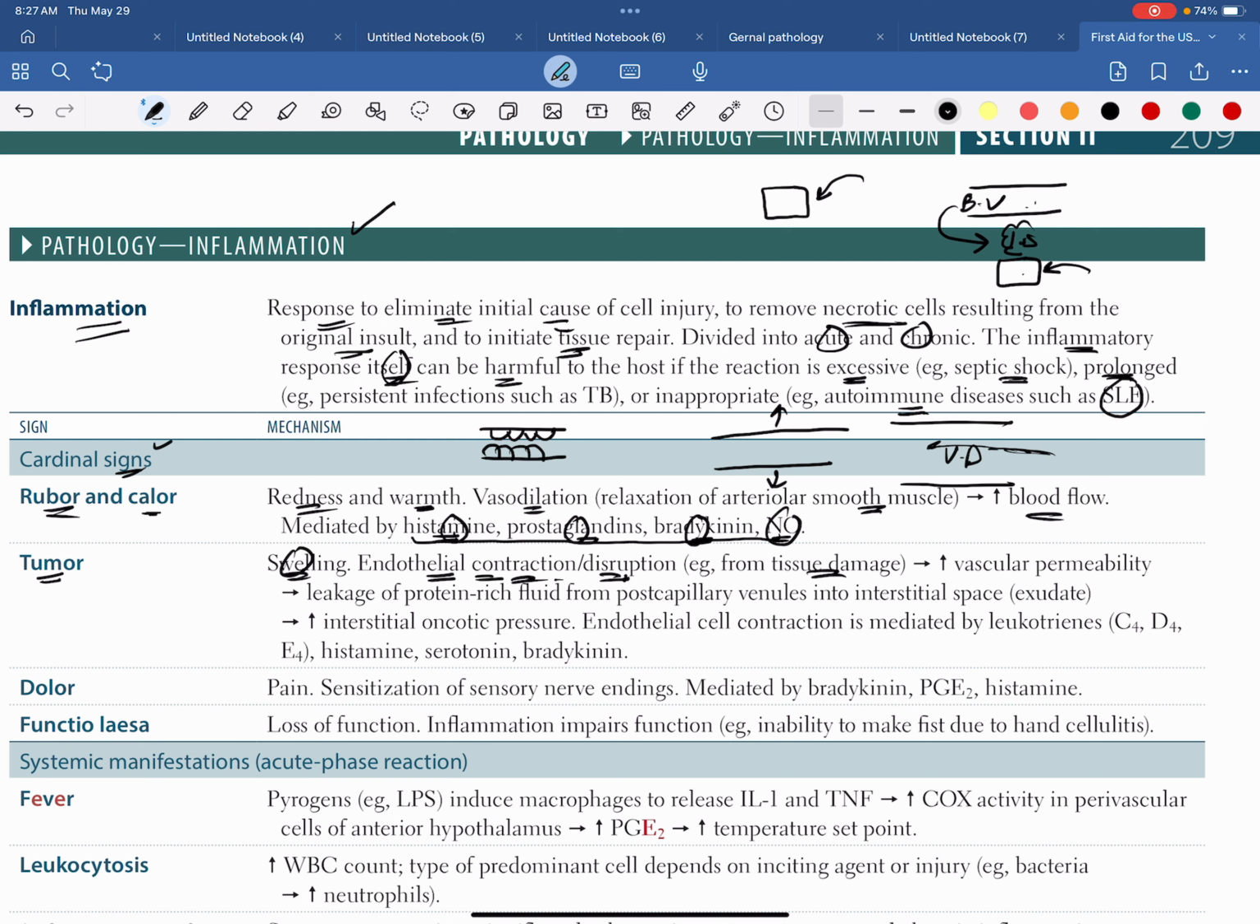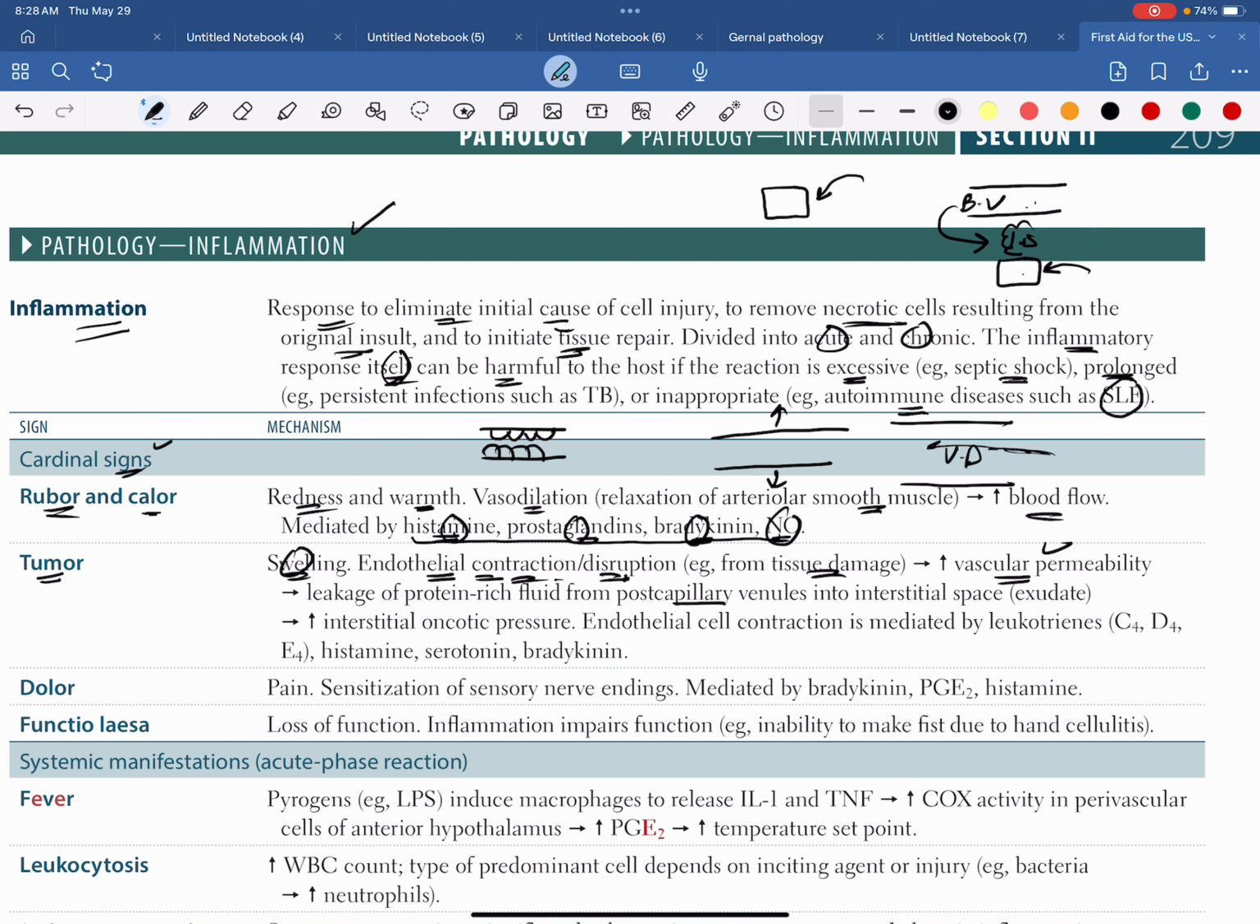So that's why they mention here, when the tissue damage occurs, the endothelial cells will contract or become disrupted. When the endothelial cells contract or are disrupted, it will lead to increased vascular permeability of the blood vessel. When the permeability of the blood vessel is increased, the fluid present inside the blood vessel, the inflammatory proteins, the inflammatory cells, the proteins present in the blood vessel, are going to leak into the interstitial space. And the question they can ask you is, from which side are these proteins, inflammatory cells or protein rich fluid leaked from the blood vessel into the interstitial space?